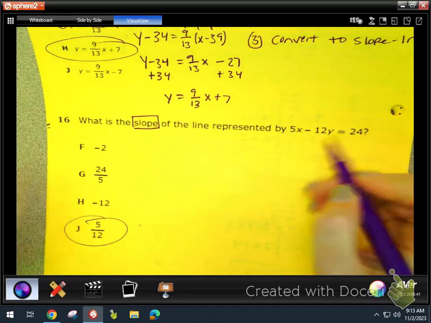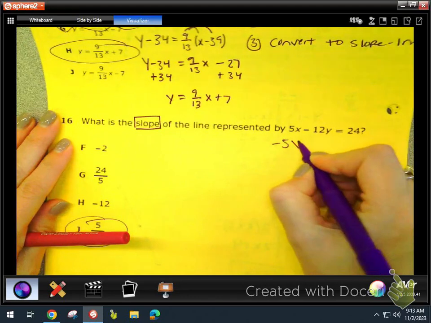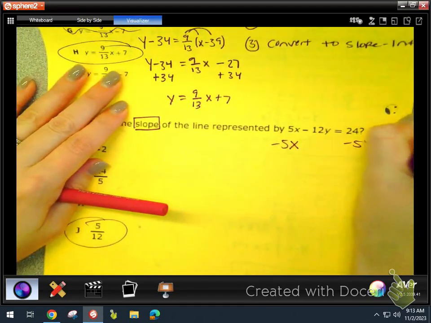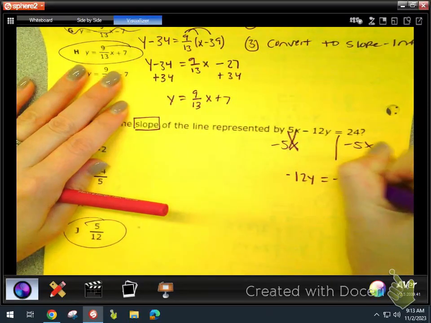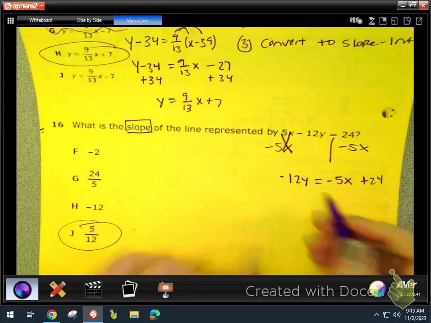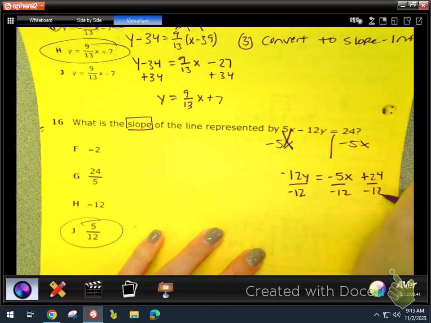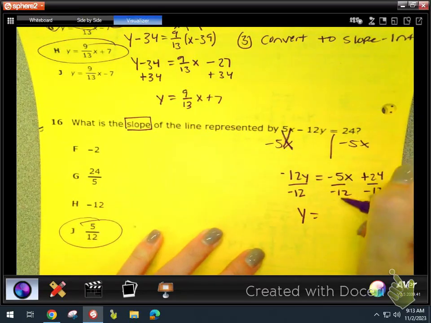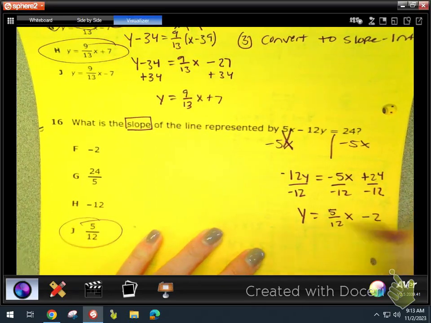It's 2 steps. I'm just going to go quick through it. What's your first step? Minus 5x. You have to move the x with it on both sides. Negative 12y equals negative 5x plus 24. And then you move the negative 12 by dividing everything. And so that's where you simplify this down. That becomes positive 5 over 12x, and that is your slope right there.